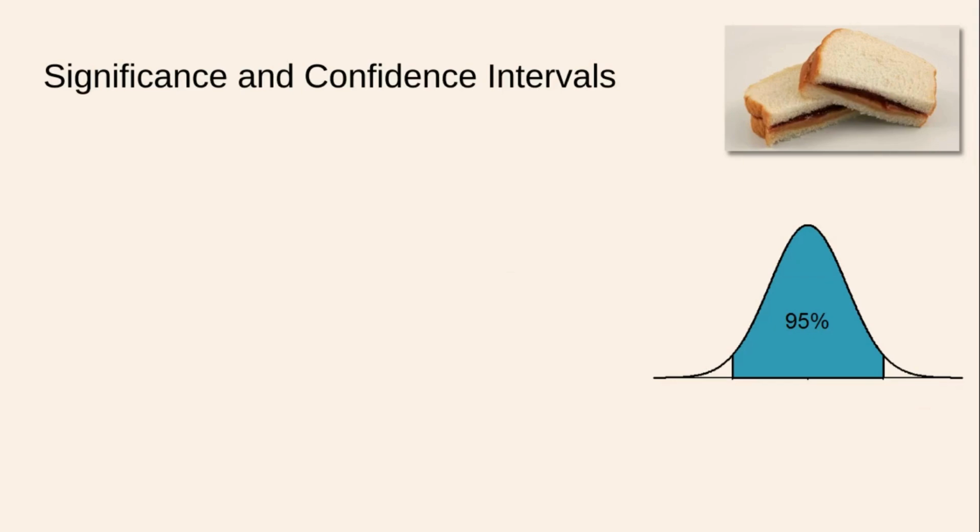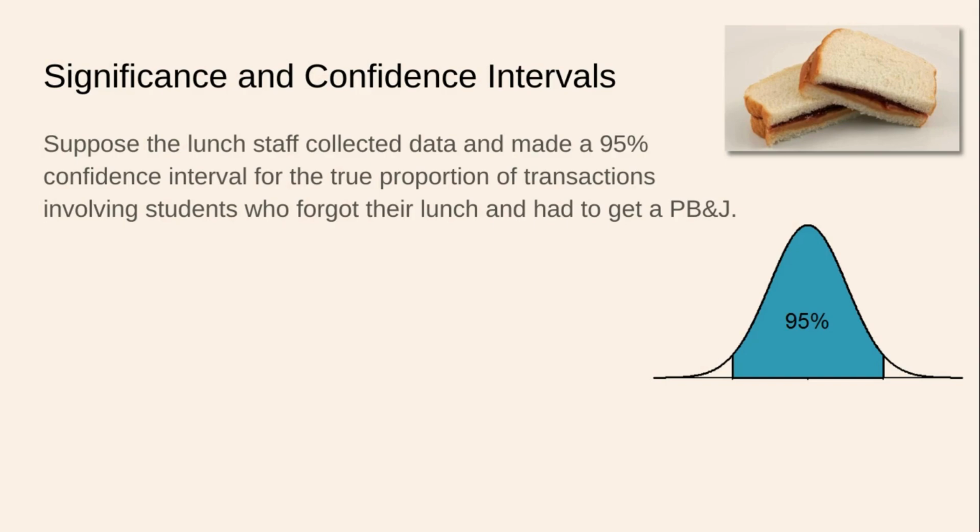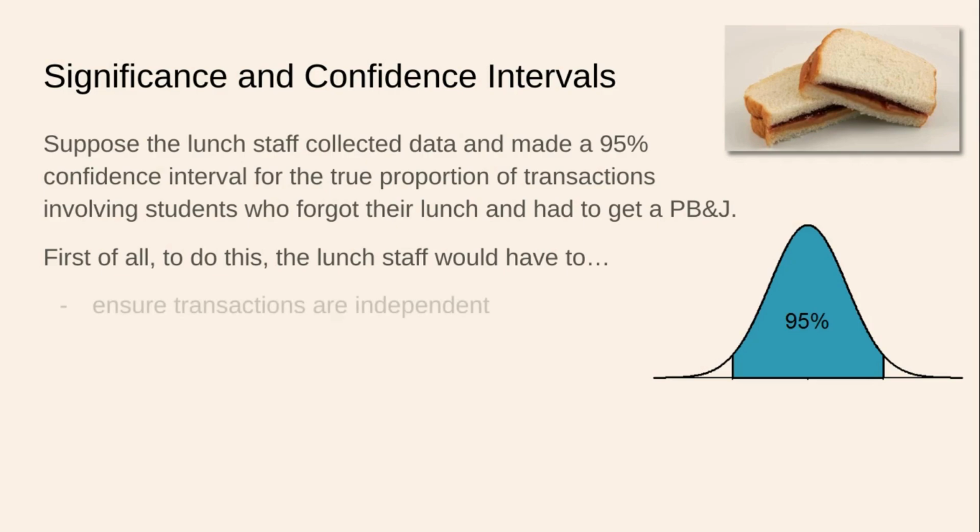Now we're going to talk about the relationship between significance and confidence intervals. As you can imagine, confidence intervals and hypothesis tests both fall under the umbrella of what we call statistical inference. Okay? So we should assume that they are related, and in fact they are. So suppose the lunch staff collected data and made a 95% confidence interval for the true proportion of transactions involving students who forgot their lunch and had to get the IOU sandwich, the PB and debt, or just let's call it a PB&J. First of all, to do this, the lunch staff would have to check off a couple boxes.